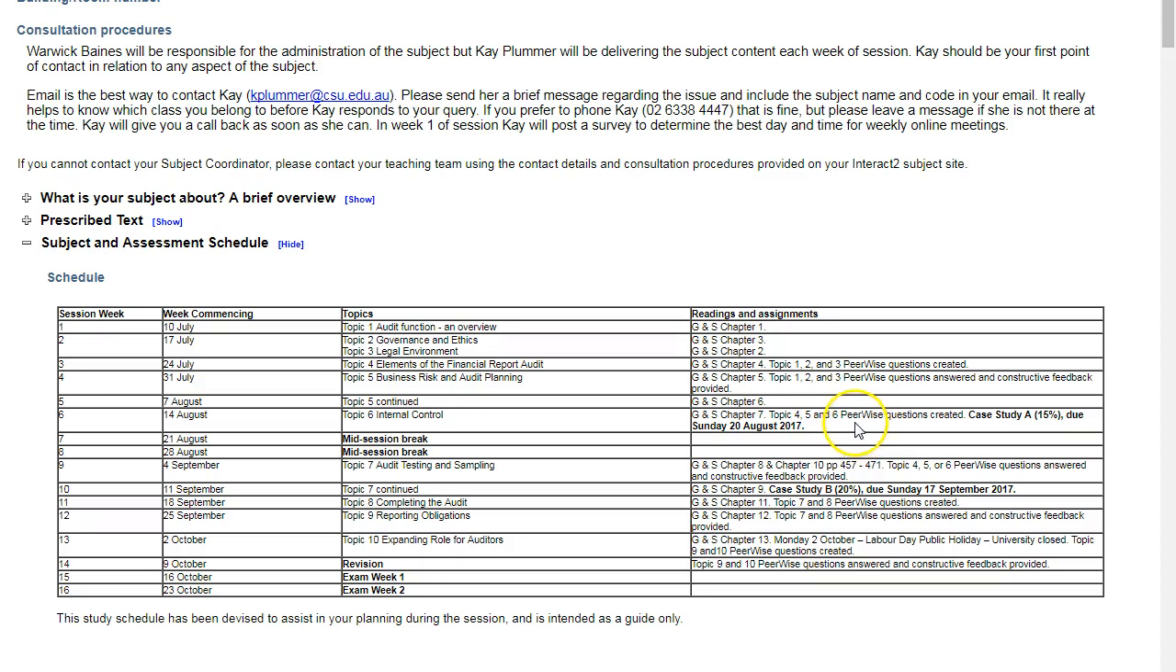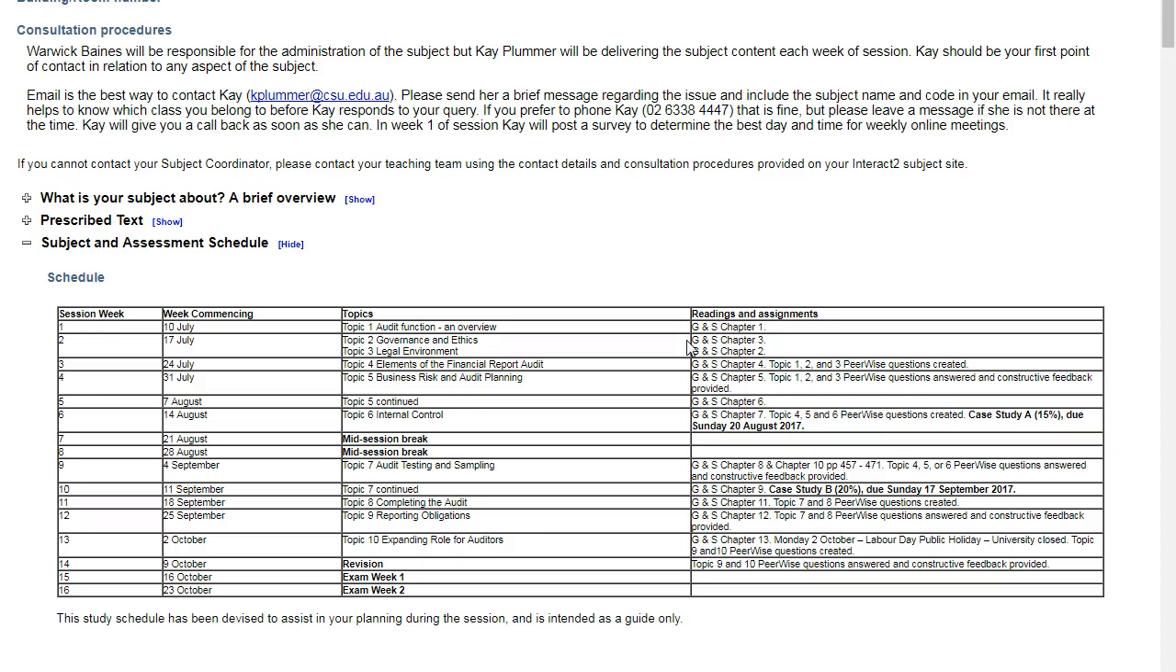Now, although it's only worth 15%, it pays to put the effort in. Not only is it good preparation for the exam, a good mark in the first assessment task could be the difference between a pass and a fail grade at the end of the session. The important thing to remember is that if you're up to date with your studies as per the study schedule for the first couple of weeks of session, then you've covered all you need to cover for this assessment task.